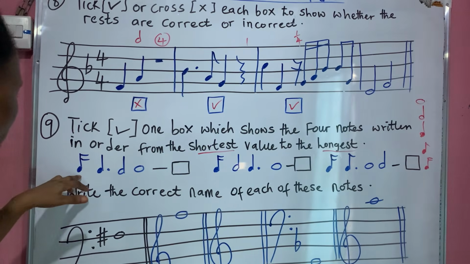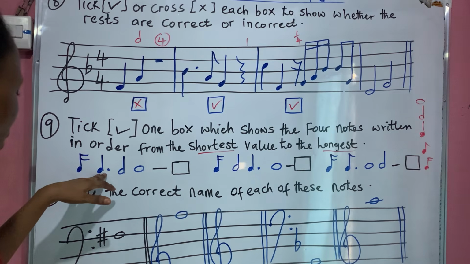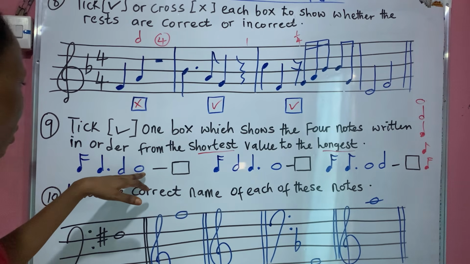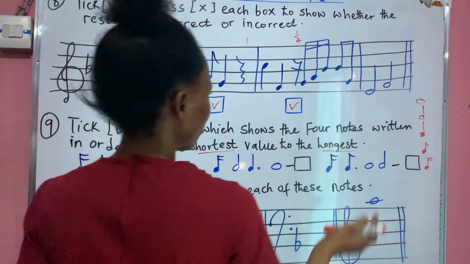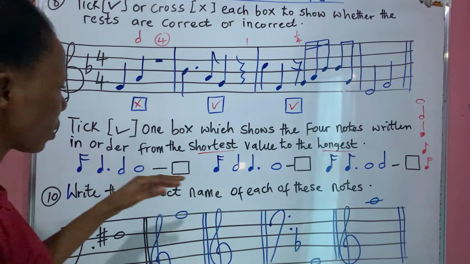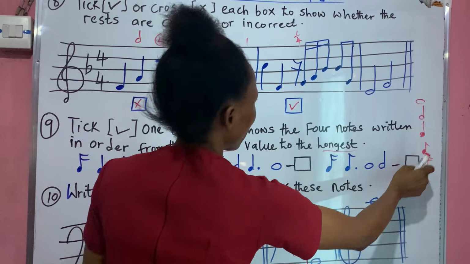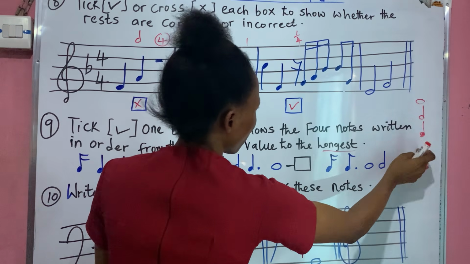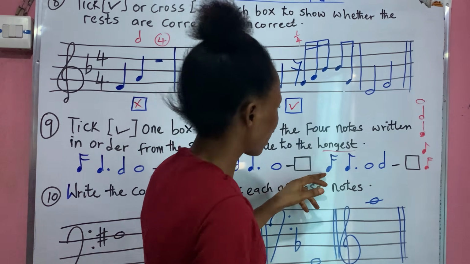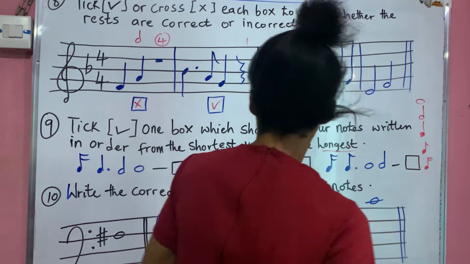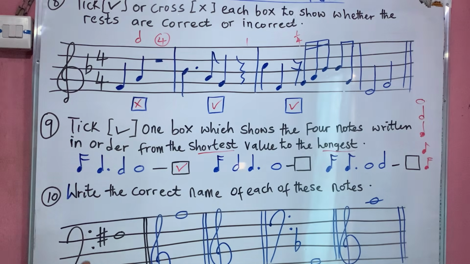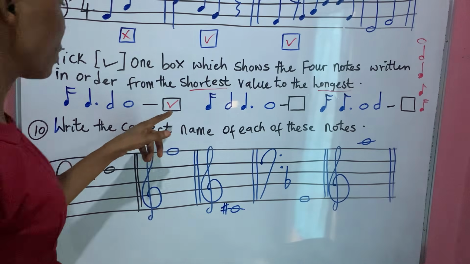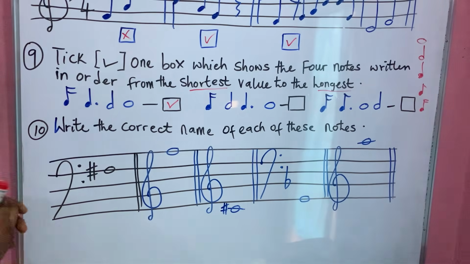This one has semiquaver, dotted crochet, minim and semibreve. So semiquaver, this and this. Okay, this one has semiquaver. Now this one is placed before this one, so it's not accepted. This one has this. So the correct arrangement is this. So this is the answer for number 9.